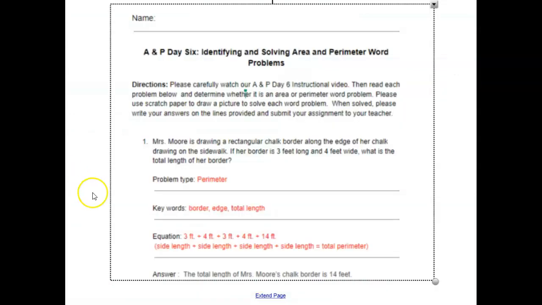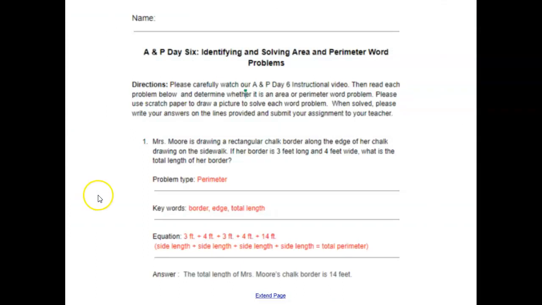Boys and girls, here is your assignment for today on Google Classroom. You are going to read the problem and determine the problem type, if it's perimeter or area. And then just like we did in class today, you're going to write down the keywords that told you the problem type and your equation. You will also write your answer. Your task today is just like what we just did together on this video. The first problem has been completed for you to help support you.